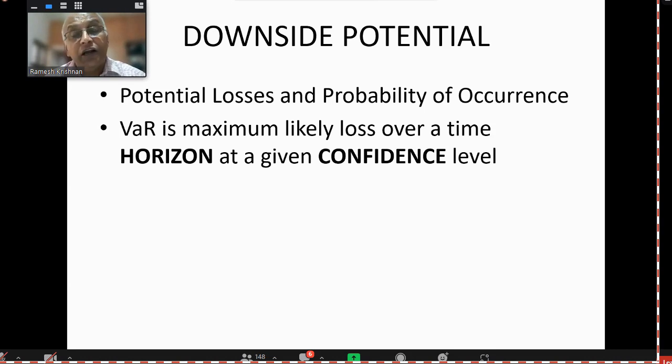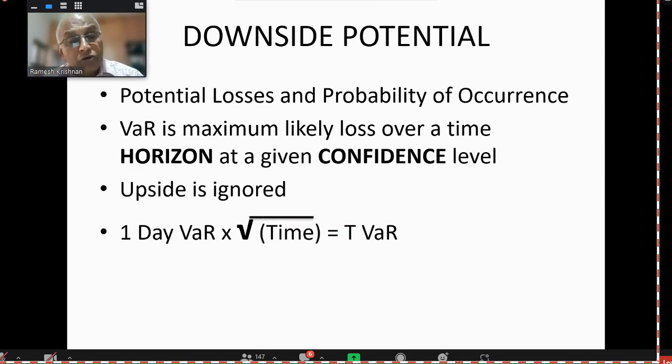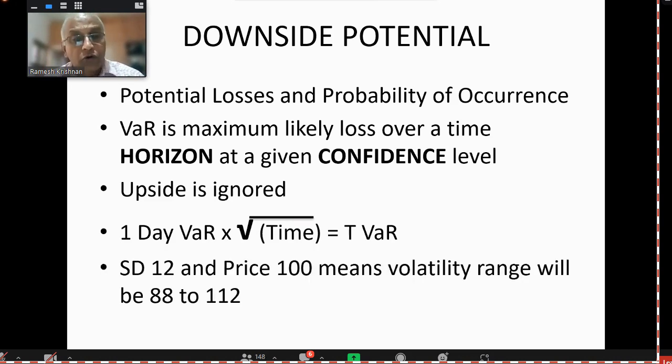If you are an HFT trader trading portfolio overnight, you will focus on an overnight VAR. If you are an AFS or HTM portfolio holder, you may look at a 1 month VAR or even a 1 year VAR. This is what brings in the finesse in terms of horizon and confidence level in a VAR. Upside is ignored, I have already told. And 1 day VAR into square root of time will give you T-day VAR, that is 30 days, so square root of 30. And going the other way, you divide by the square root.